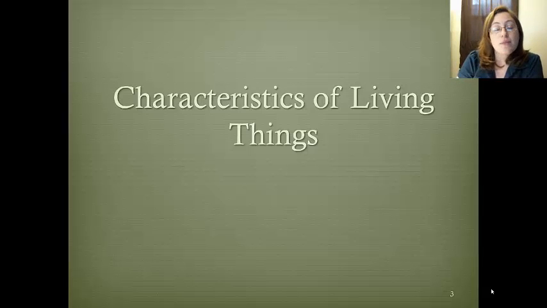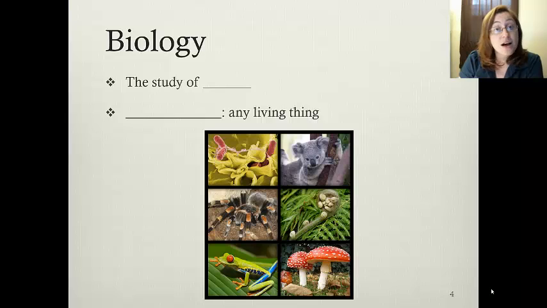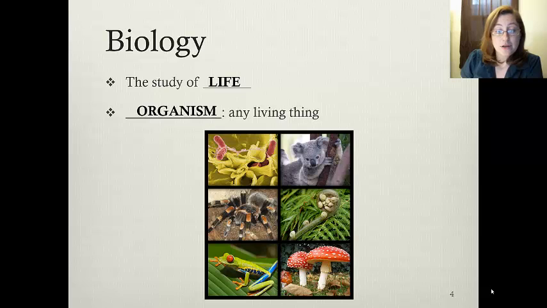So first we're going to talk about characteristics of living things, because obviously biology is the study of life, and we define any living thing as an organism. And as you can see in this diagram here, organisms have a lot of diversity, okay? In this picture, in the top left corner, we have bacteria. You see we have a spider there, we have koala, we have some mushrooms, some frogs. All living things, very big, very small, all different shapes, sizes, and different life strategies.